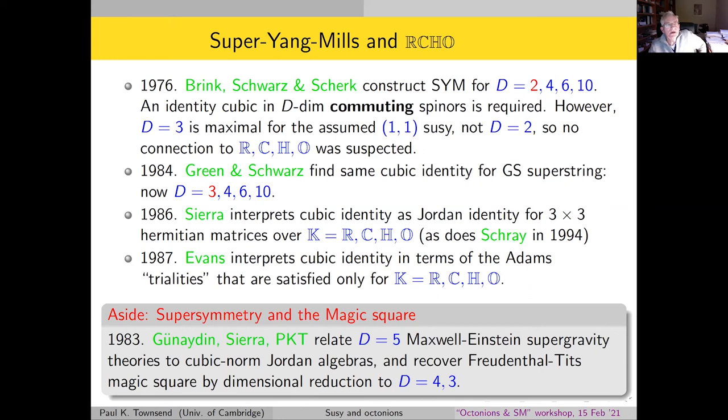But things changed in 84, the Green-Schwarz revolution, the superstring revolution. One of their papers was to find a Lorentz covariant formulation for the superstring action. And they pointed out that it works only in 3, 4, 6, and 10 dimensions, not 2. But the point is that they found that exactly the same identity that you need to construct the super Yang-Mills theory, which is an identity cubic in commuting spinors, works there. I'll just call it the cubic identity.